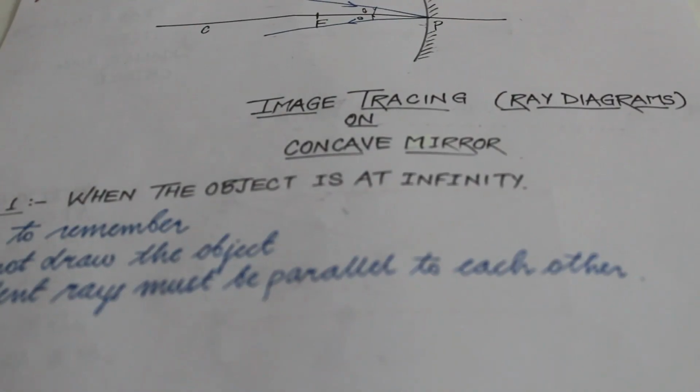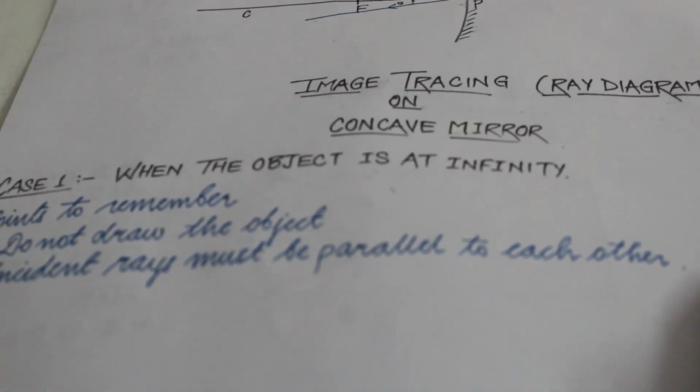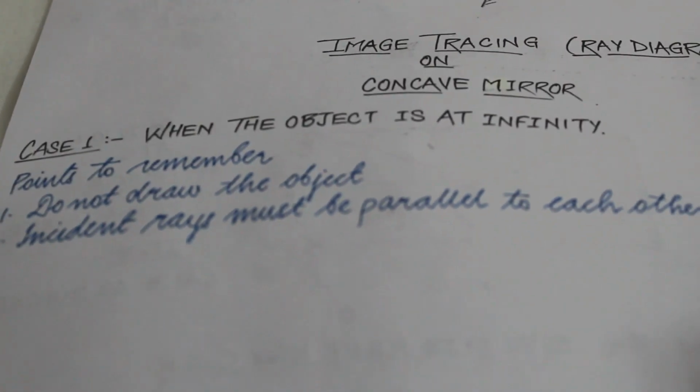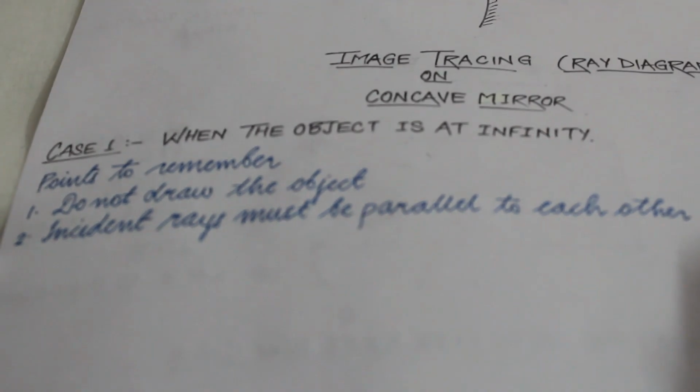Now using these rules, we'll find out positions of the image when the object is kept at different positions. This is known as image tracing on a concave mirror, or sometimes it is also referred to as ray diagrams. So let's study the ray diagram. We'll consider different cases and then we'll study each case separately.